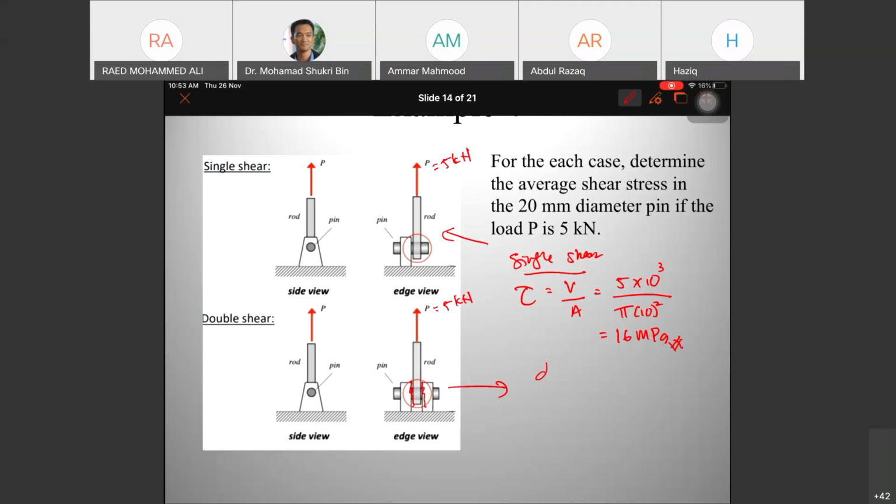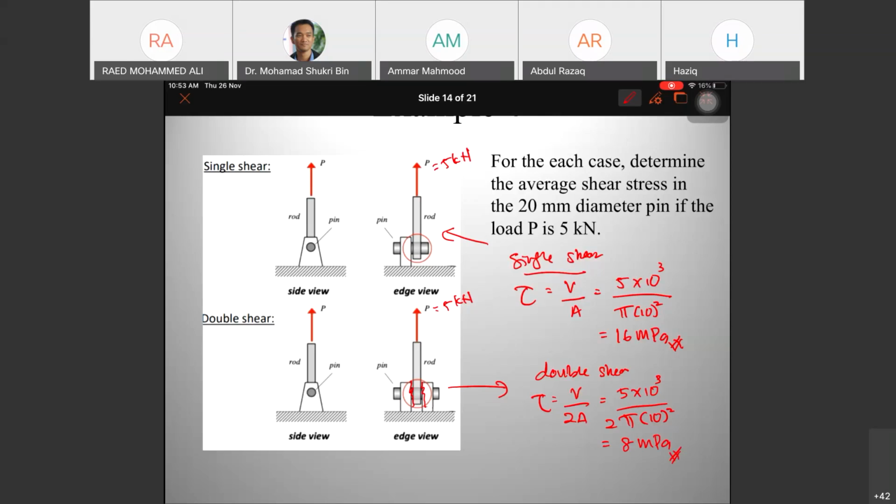For double shear, you have tau is V over 2A. So same P, 5 over pi 10 squared. Don't forget the 2. So you should get 8 megapascal. So this is your answer. So single and double shear.